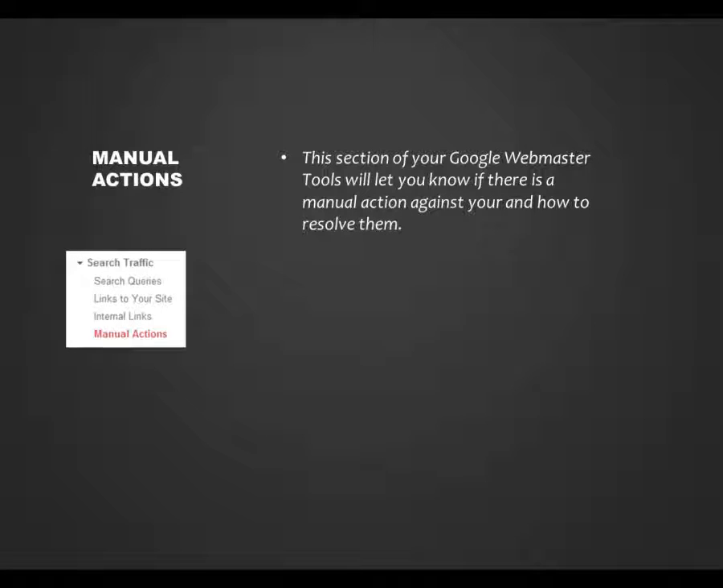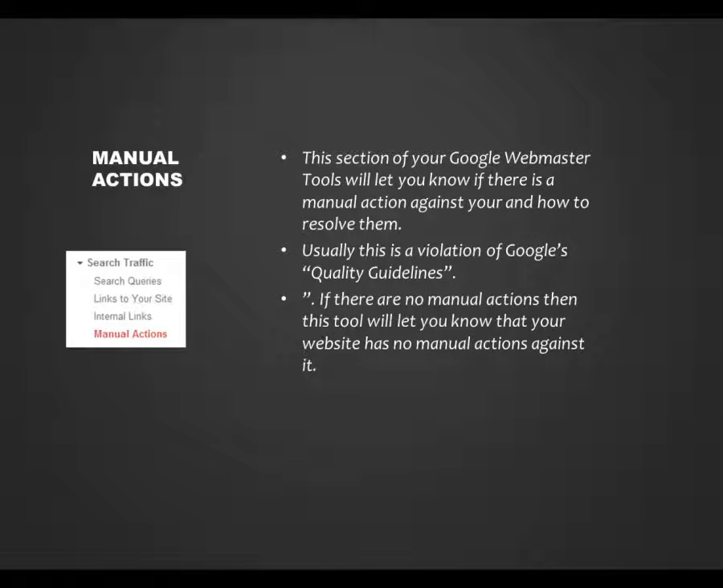So, manual actions. This section of your Google Webmaster Tools will let you know if there's a manual action against you and how to resolve it. Usually this is a violation of Google's quality guidelines. If there are no manual actions, then this tool will let you know that your website has no manual actions against it. Okay?